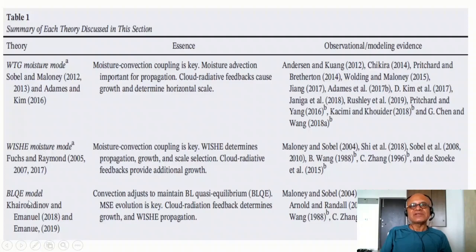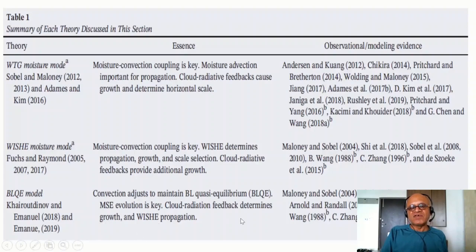BLQE is the boundary layer quasi-equilibrium model, which is proposed by these people, where convection adjusts to maintain the boundary layer quasi-equilibrium. So moist static energy evolution is key in this model for explaining the eastward propagation and why convection should go eastward. The moist static energy from the boundary layer quasi-equilibrium is critical for creating instability ahead and creating conditions for propagating eastward.